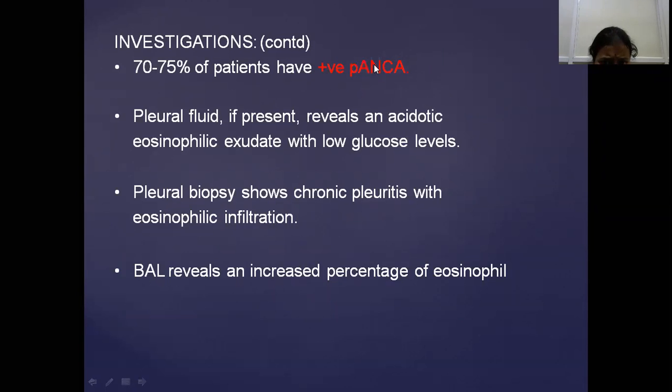We send for P-ANCA, anti-neutrophil cytoplasmic antibodies, P-type, which is positive in Churg-Strauss syndrome. If pleural fluid is present and sent for analysis, it shows an eosinophilic exudate with low glucose levels, and pleural biopsy shows eosinophilic infiltration. Bronchial fluid also reveals a raised eosinophil count. Mainly in 70 to 75% of patients P-ANCA is positive, with peripheral eosinophilia, increased eosinophil counts, elevated IgE levels, and acidotic pleural fluid.